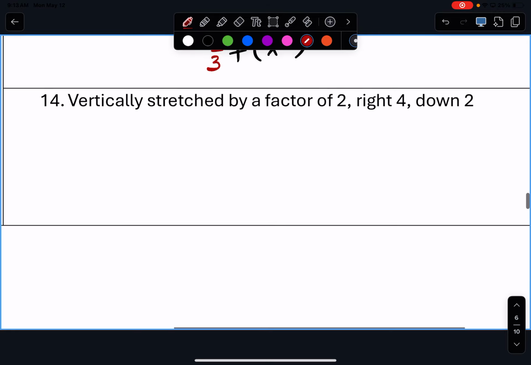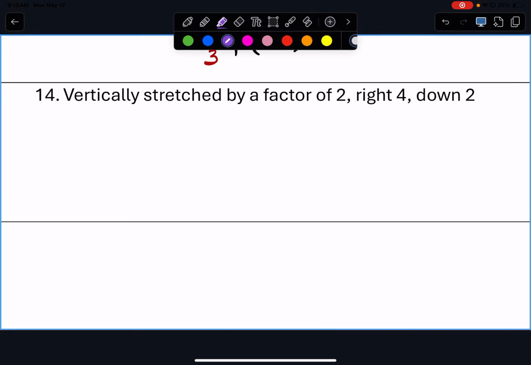All right, for number 14, it is going to be vertically stretched by a factor of 2. Then it is going to go right 4 and down 2. So we have our function.